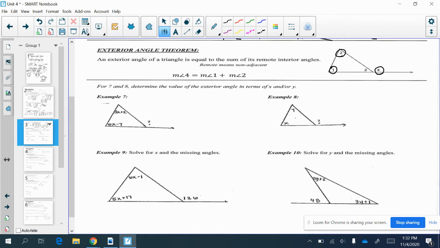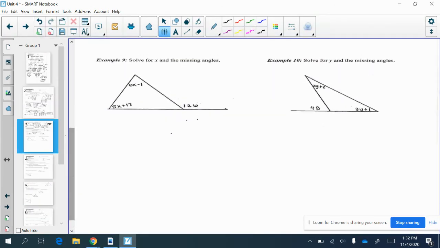Example 7, we have 3x plus 2 and 6x minus 7. I need to find the exterior angle. Well, if I add these two together, then I can go ahead and find what this measure is. So 3x plus 2 plus 6x minus 7 is 9x minus 5. So this angle right here is going to be 9x minus 5. Example 8, again, x and y, so this angle is just the sum of those two angles. So I'm going to add those together, and that would give me that exterior angle.